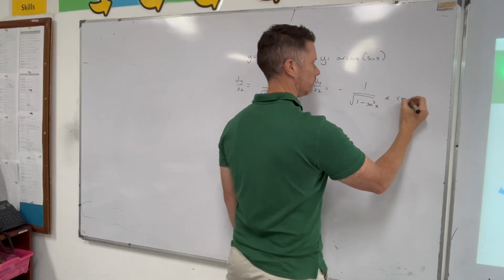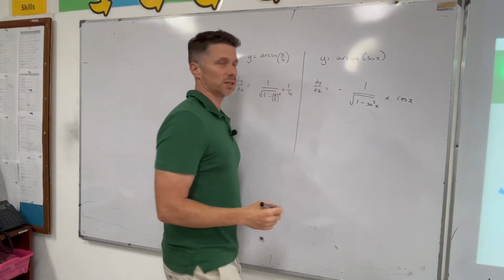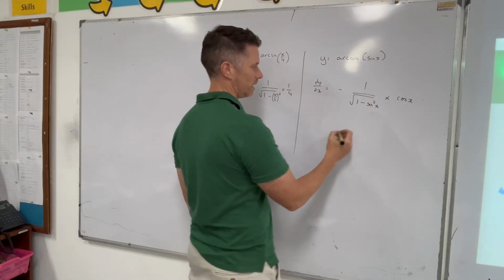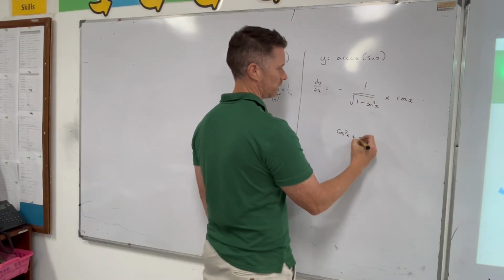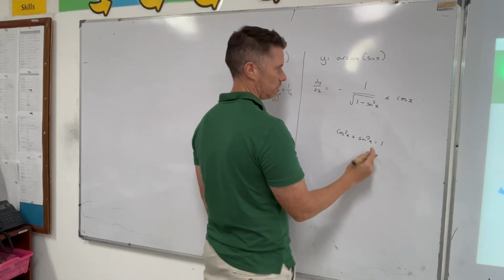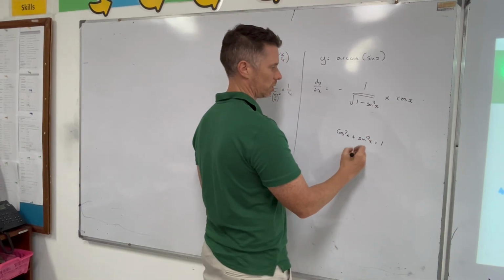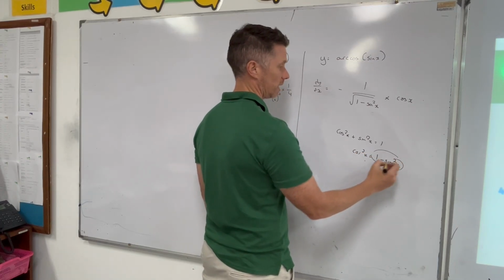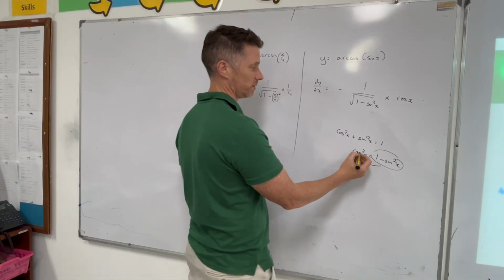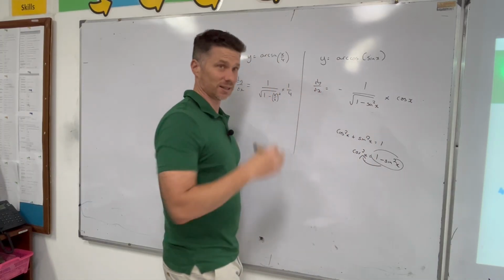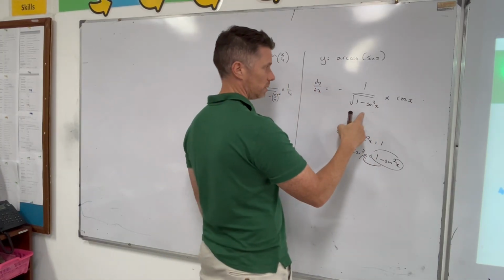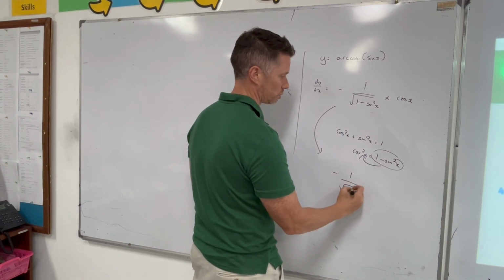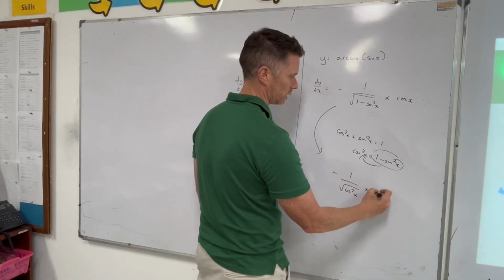Very good. Now, this one I'm going to tidy up because it's quite nice. What is 1 minus sine squared? Cos squared. Yeah, so cos squared x plus sine squared x is equal to 1. So cos squared x is equal to 1 minus sine squared x. So the square root of cos squared x is cosine, isn't it? So this is 1 minus root cos squared x times cosine x, yeah?